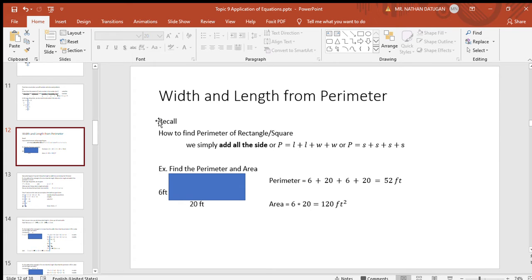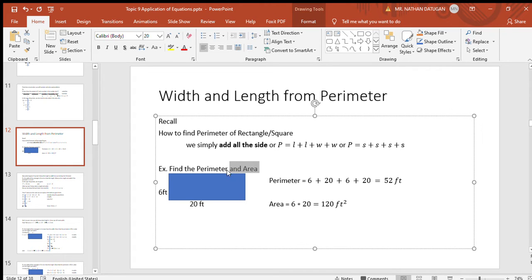So let's recall how to find the perimeter of a rectangle or square. How do we do that? Well, there are two ways. You can remember the formula or you can brute force it. The brute force is pretty simple: we simply add all the sides. So in a rectangle, the perimeter is equal to length plus width plus length plus width, or in a square, the perimeter is equal to side plus side plus side plus side.